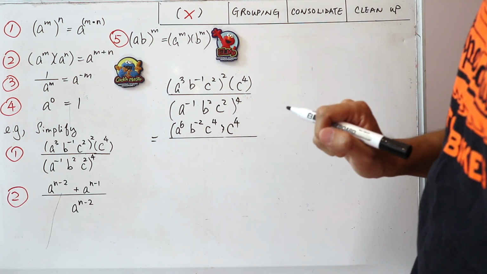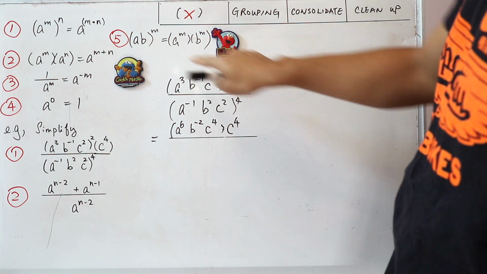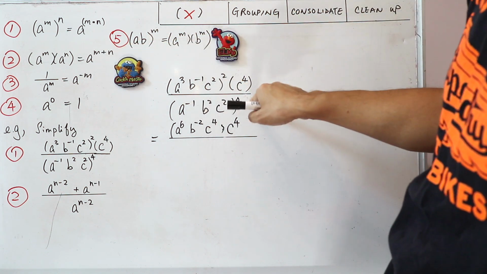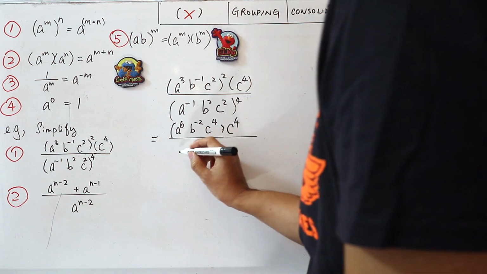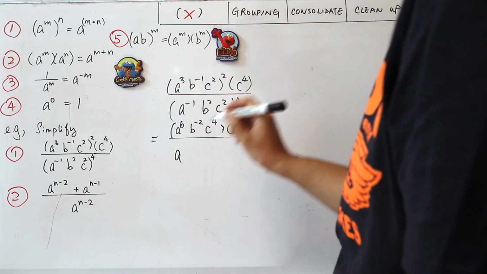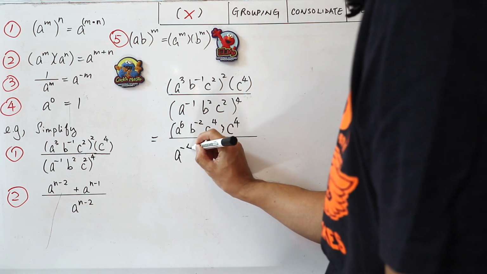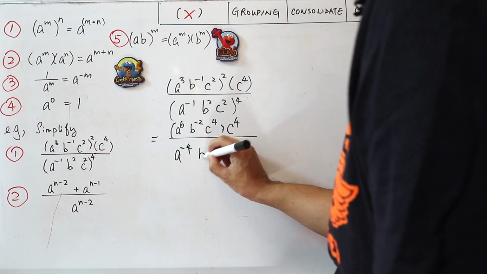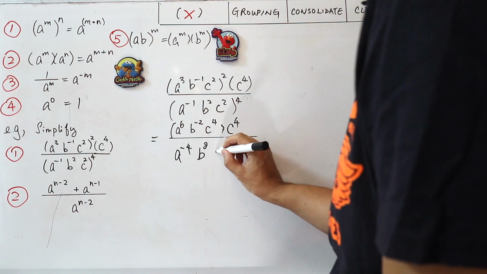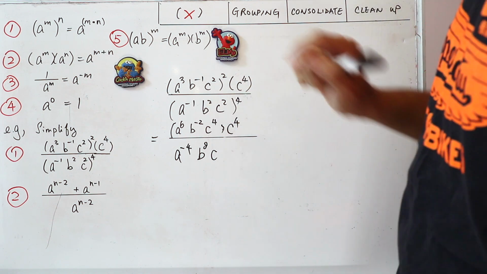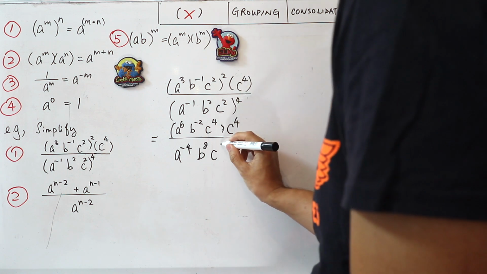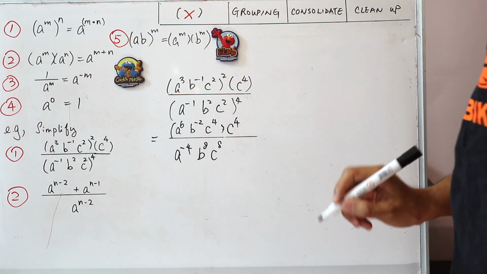So let's look at the denominator. We do the same thing. We apply law number 5. We bring the 4 inside to each of these variables. So a minus 1 to the power 4 becomes a to the power minus 4. b squared to the power 4 becomes power 8. c squared to the power 4, so it becomes to the power 2 times 4. So it is 8. Okay?